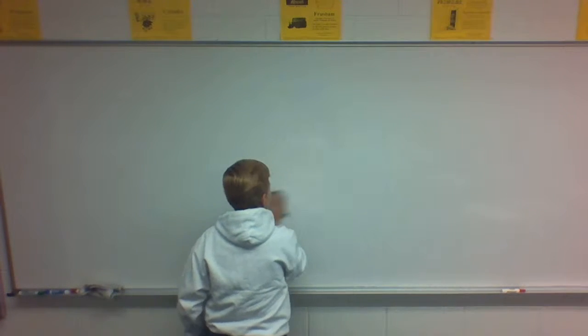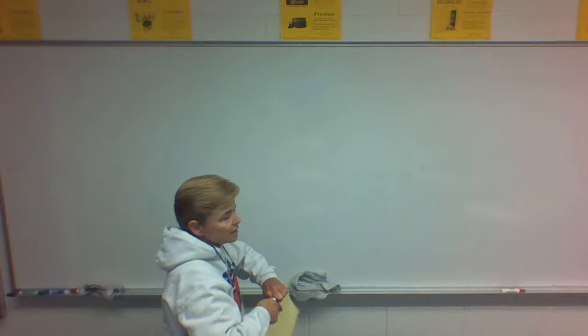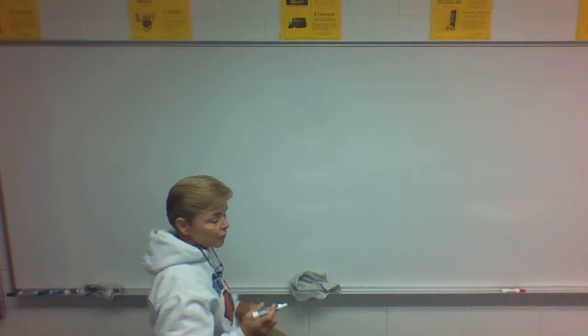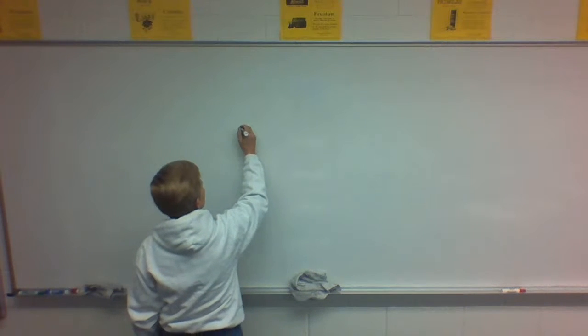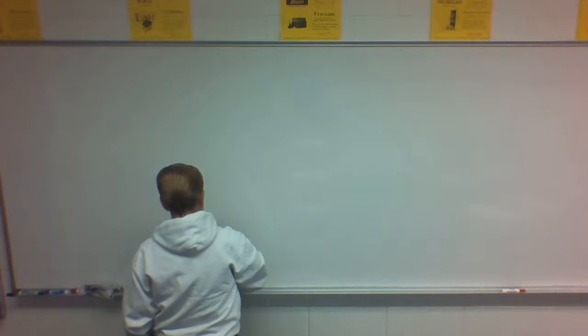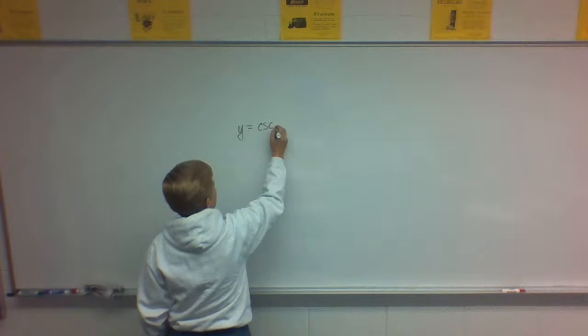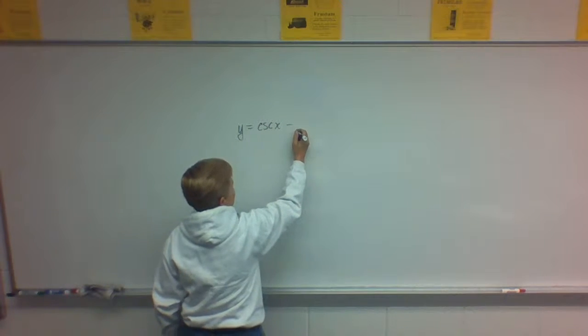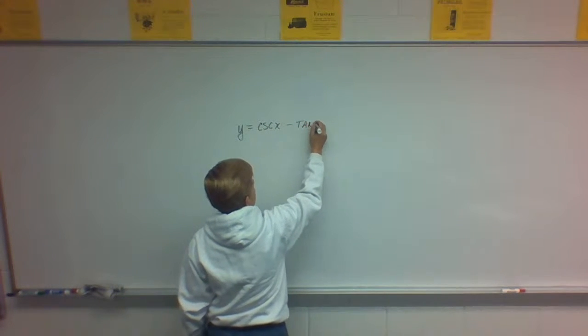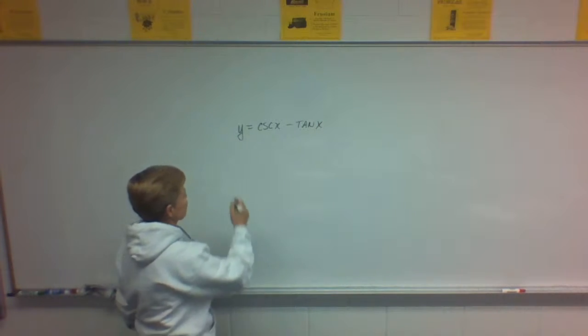When I say simple, I mean written only in terms of x. There's no chain rule or anything here. This is just a test to see if you can do derivatives on trig functions. So it'll say find dy dx if y is equal to something like this. Y is equal to cosecant x minus tangent x. Something like that. And they want you to find dy dx.